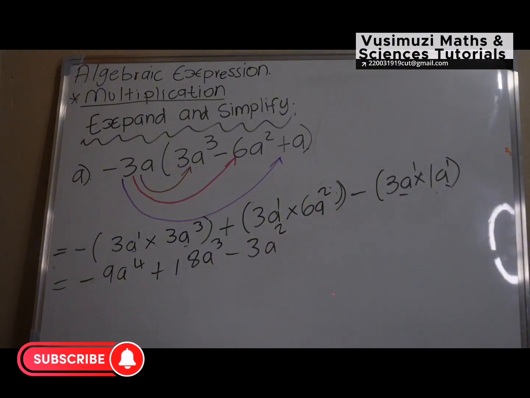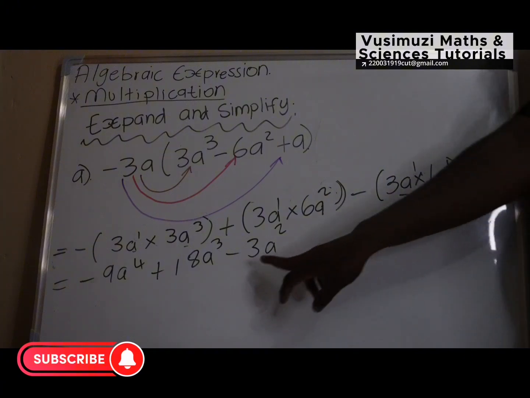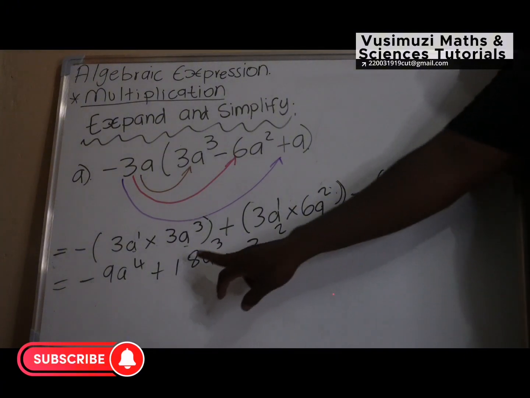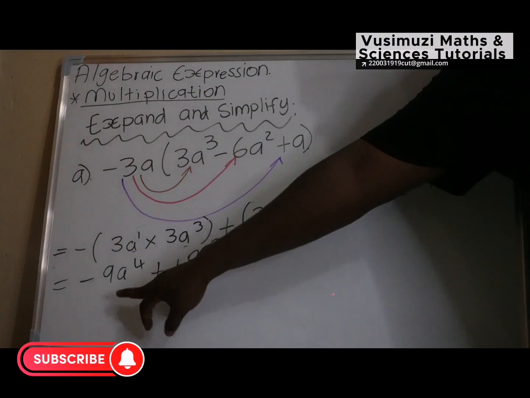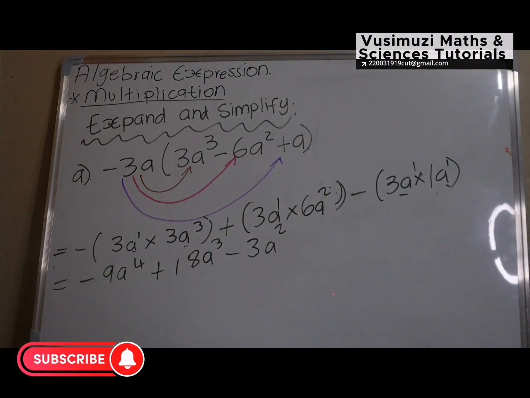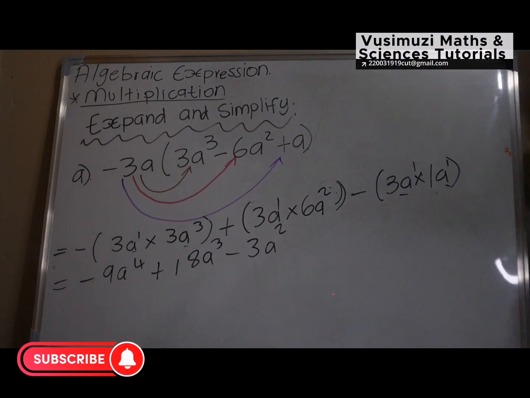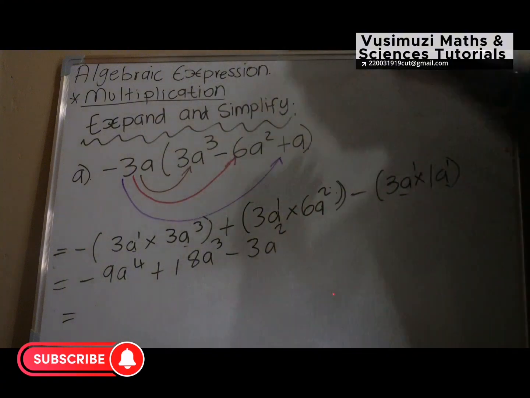Are there any like terms there? Yes, in terms of the numbers. Because 3, 18 and 9, you can take out the common factor there. The common factor is going to be 3.